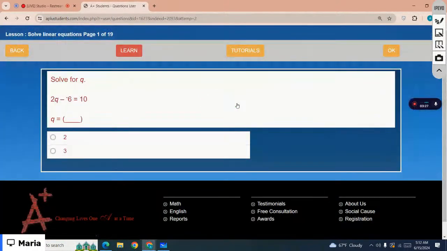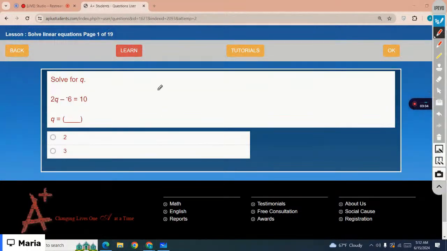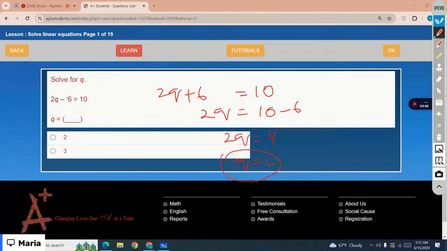Okay, solve for q. 2q minus -6 equals 10. So subtracting a negative number is the same as adding. So that is 2q plus 6 equals 10. Move 6 to the other side, so 2q equals 10 minus 6. 10 minus 6 is 4. So q equals 2. The correct option is q equals 2. Option number 1 is the correct option. Got it?